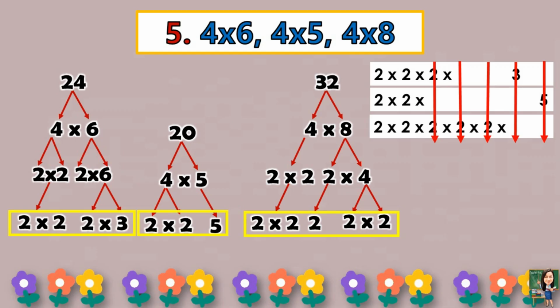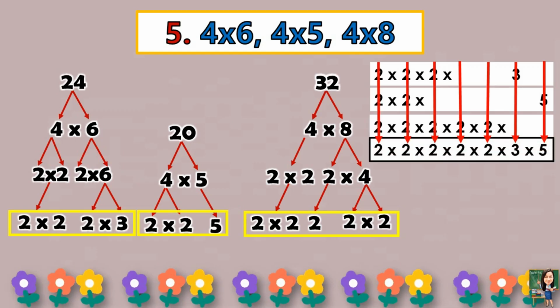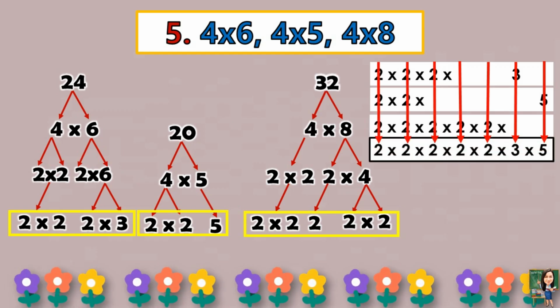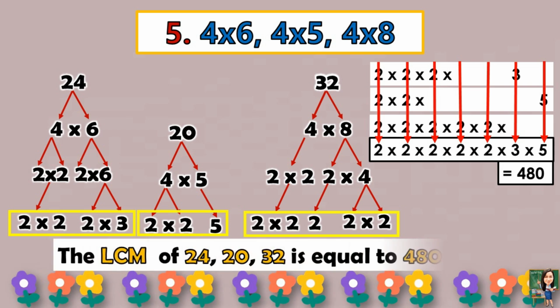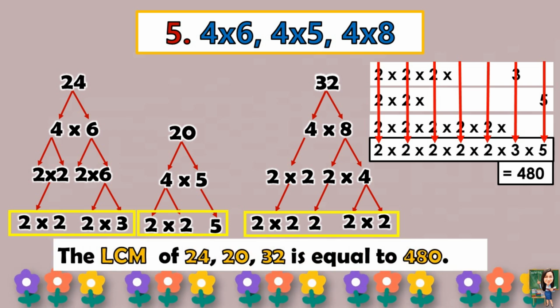Then list down all the prime factors. So 2 times 2 times 2 times 2 times 2 times 3 times 5 equals 480. So the LCM of 24, 20, and 32 is equal to 480.